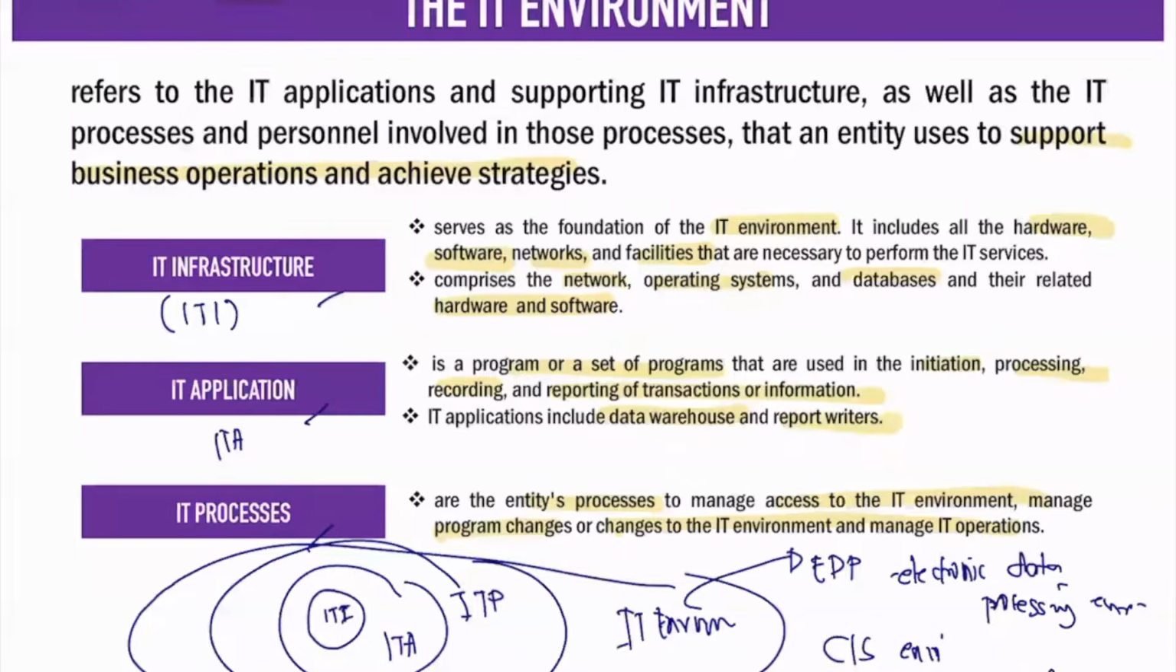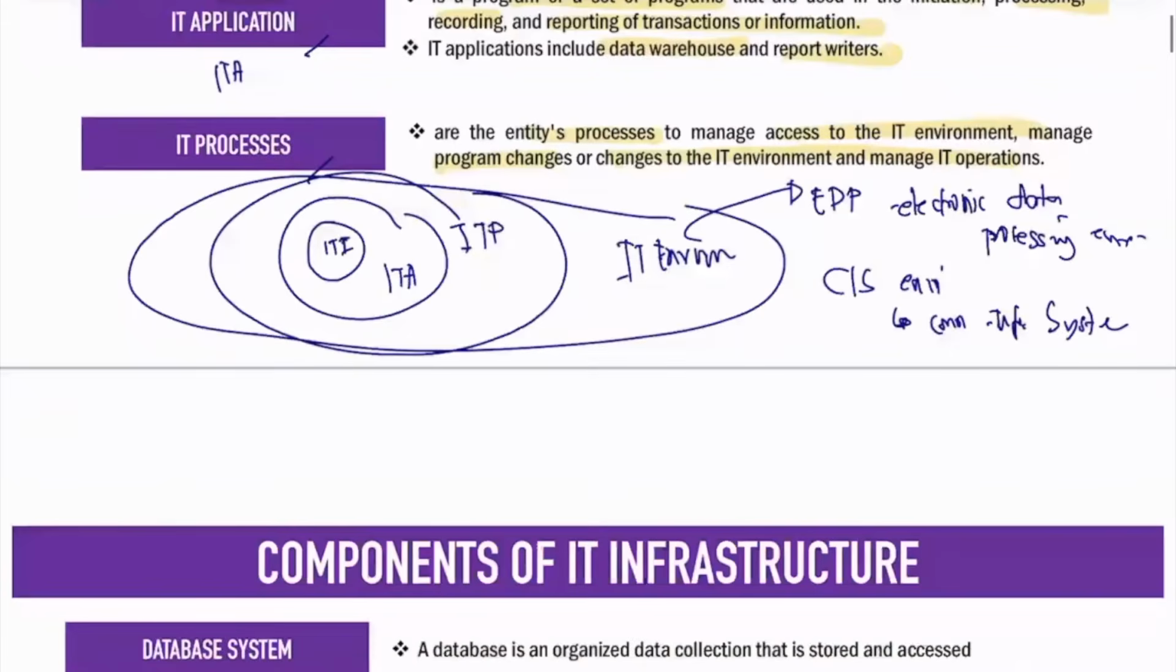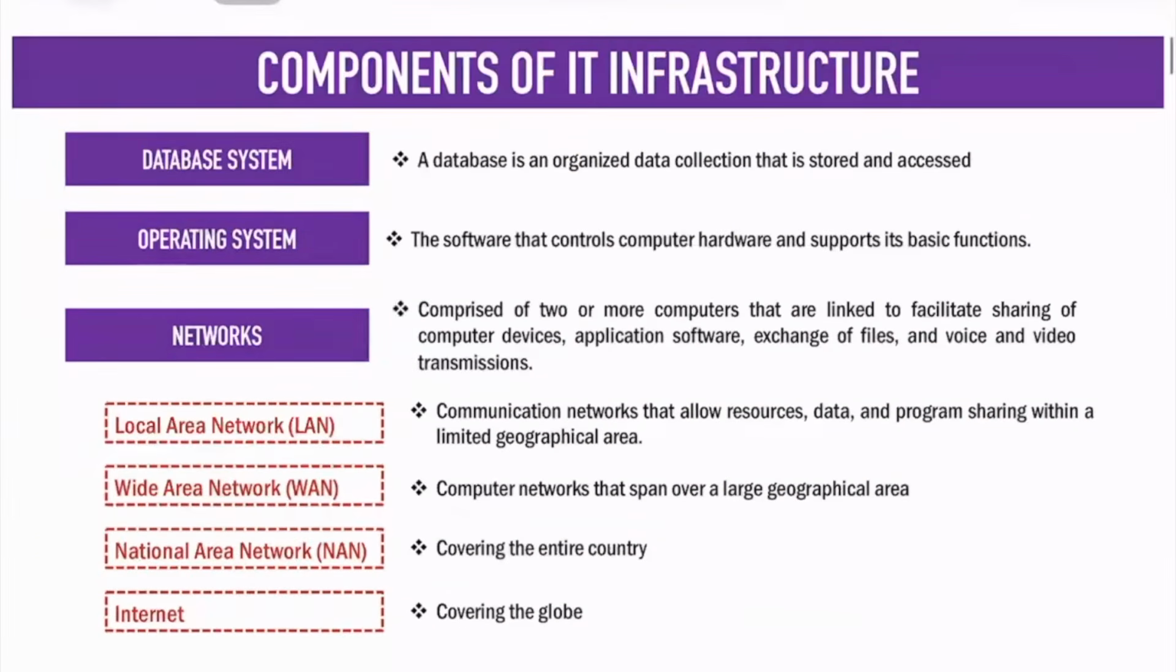So whenever we talk about IT, we have infrastructure, we have application, we have processes, and this is connected to the different users. So it could be customers, vendors, your partners, etc. So let's first look into your IT infrastructure. We said a while back, your IT infrastructure is composed of three main items. We have your database system, your operating system, and your networks.